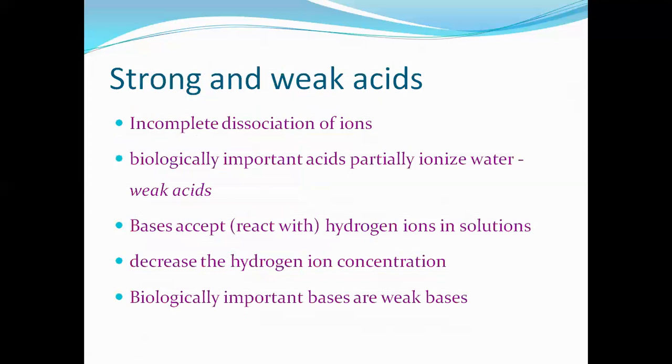So you know what is acid now. Next, we are moving to strong and weak acids. The difference between strong and weak acid is complete dissociation and incomplete dissociation. If something is dissociating in part, that means it is partly dissociating, then it is a weak acid or weak base.